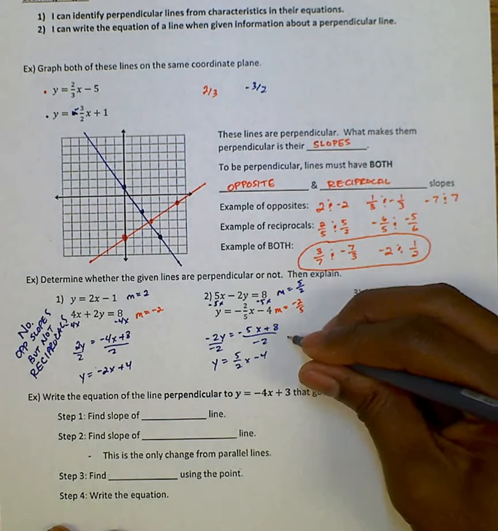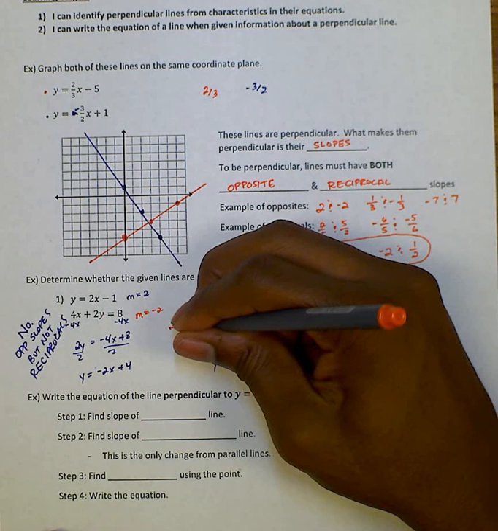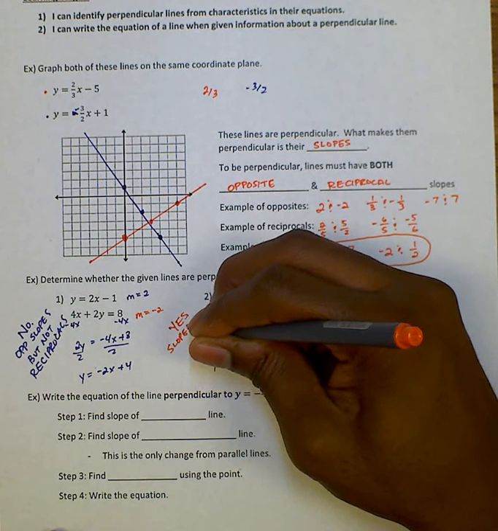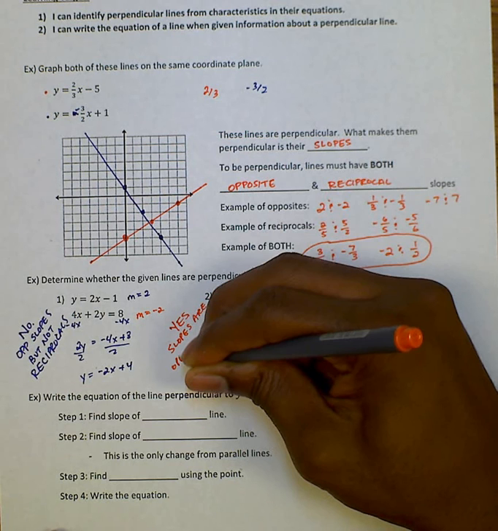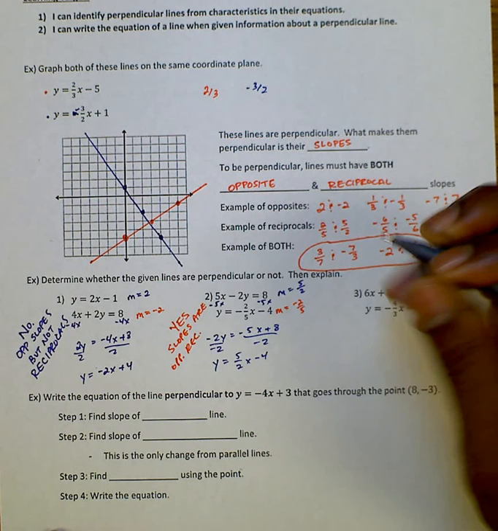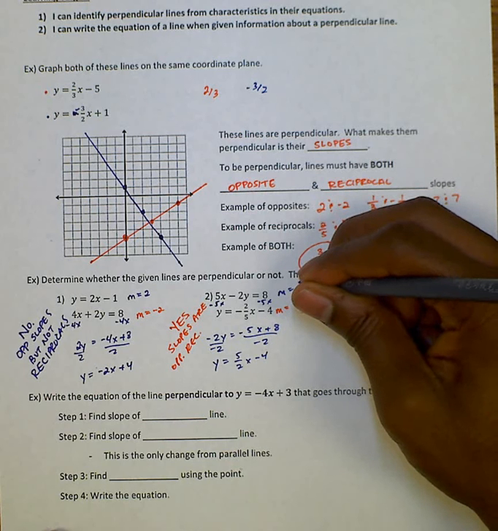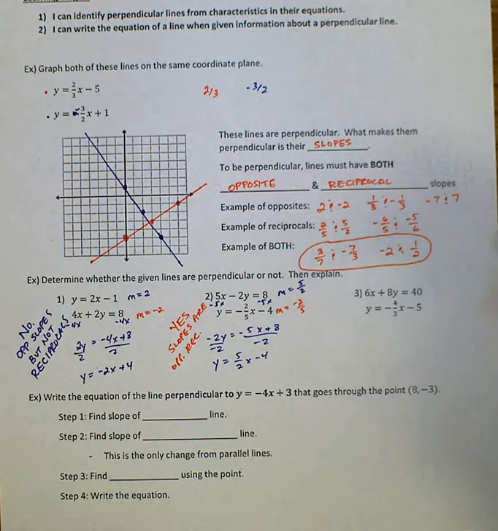I'm going to write this in orange because there's a lot of blue around it. Slopes are opposite reciprocals. Positive and negative, opposites. 5 in the numerator, 5 in the denominator, 2 in the denominator, 2 in the numerator, reciprocals.